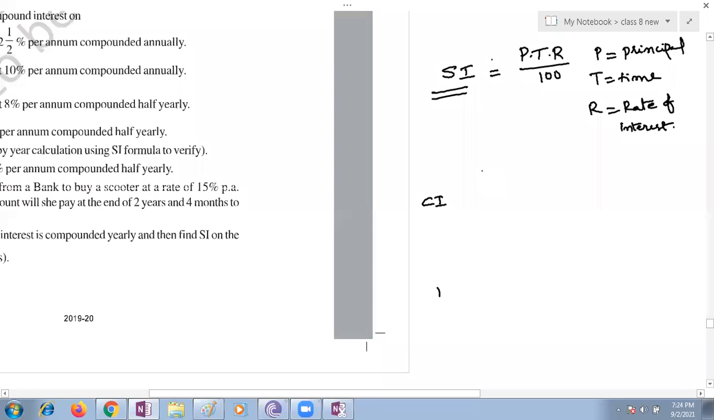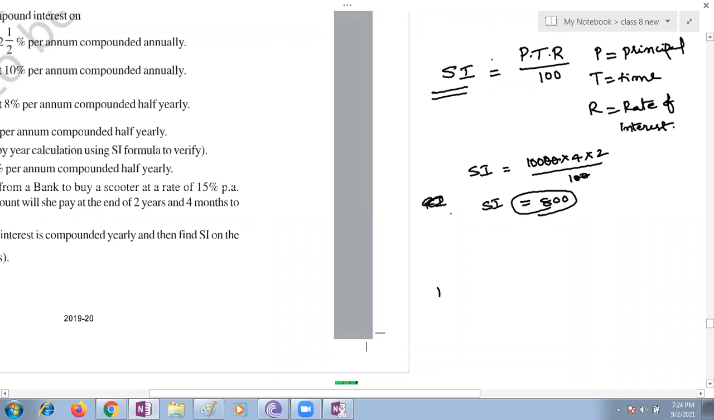So what you use is SI equals principal 10,000 into time 4 years and rate of interest 2%, divided by 100. You are simply calculating on the principal amount for 4 years. You are using only 10,000 here. 10,000 into 4 into 2 by 100 is 800. So 800 is your simple interest.